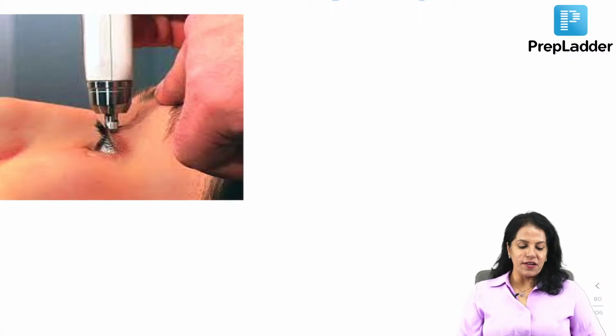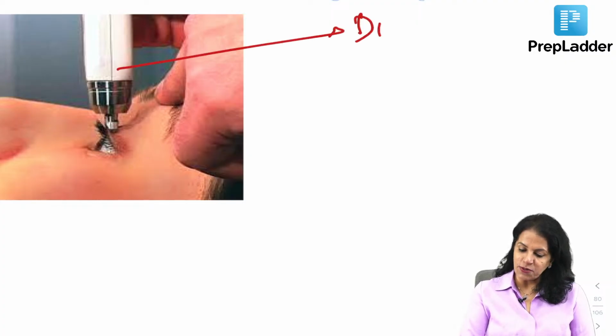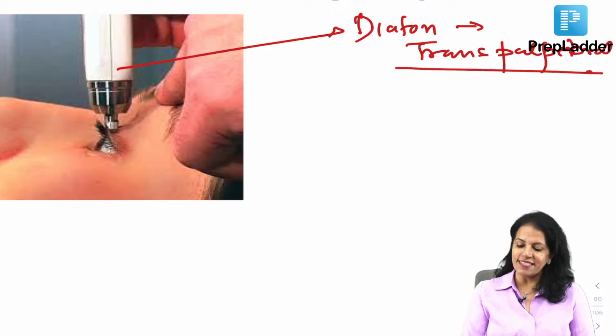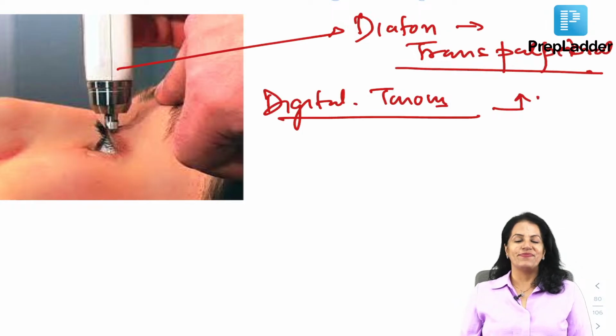So I think one of you has answered correctly. Can you see it is over the lid? So this is what is called Diaton tonometer. Diaton is transpalpebral. Can you tell me another test which is transpalpebral to see the intraocular pressure? Digital tonometry, which you do just to have a quick idea, is also transpalpebral.